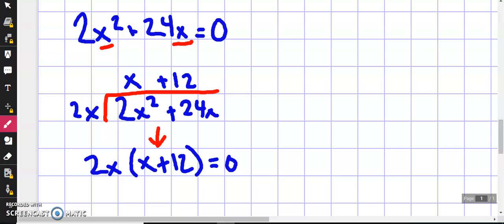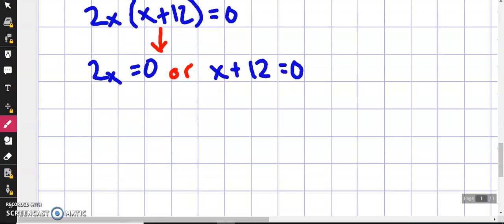And so at this point, we will use our zero product property to get the two values of x. So we're going to need to figure out what makes 2x equal to 0, as well as what makes x plus 12 equal to 0. So for the first equation, I'm going to divide both sides by 2. And of course, 0 divided by 2 is still 0. And then for the second solution, we'll take x plus 12 equals 0, subtract the 12 on both sides to get that x could equal negative 12.